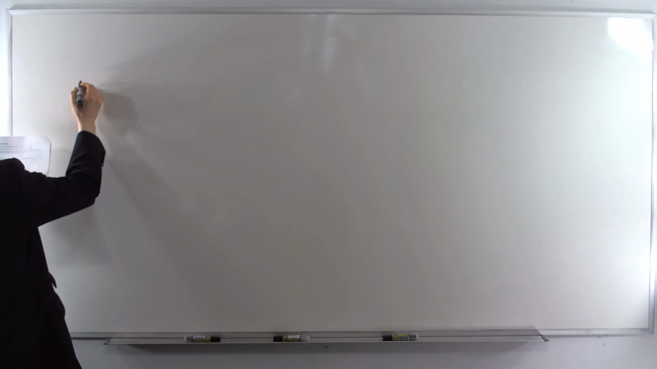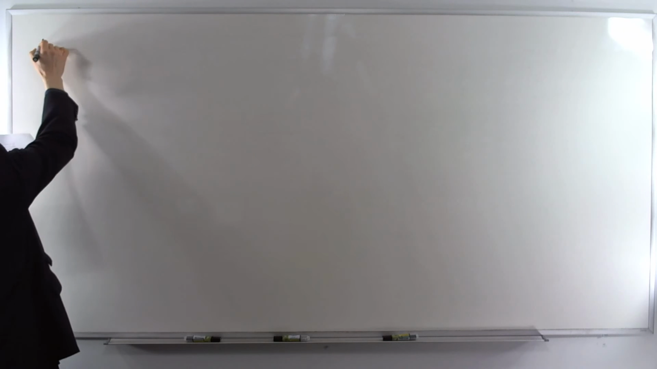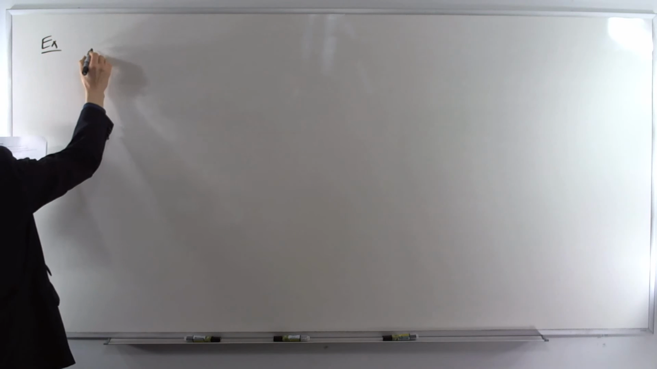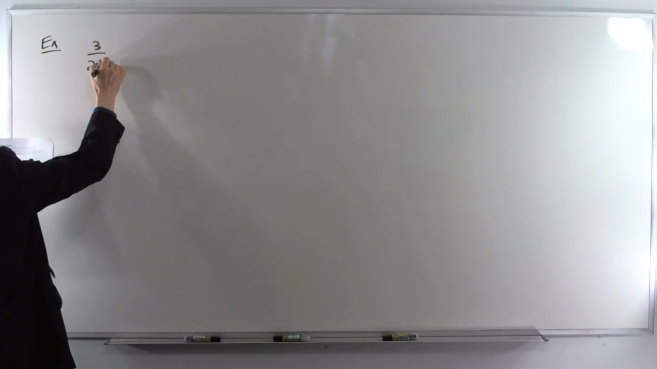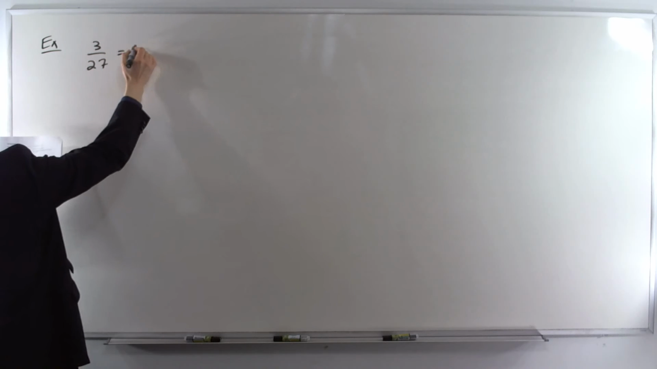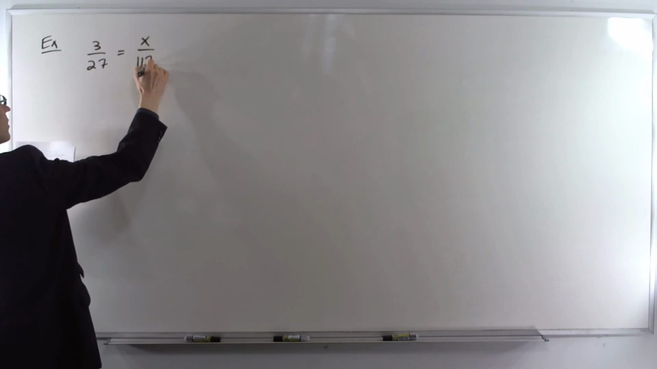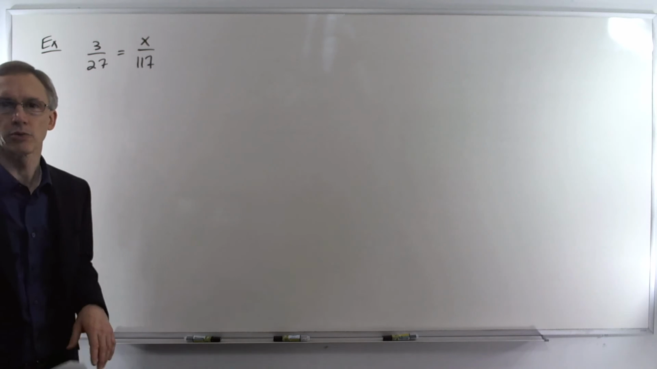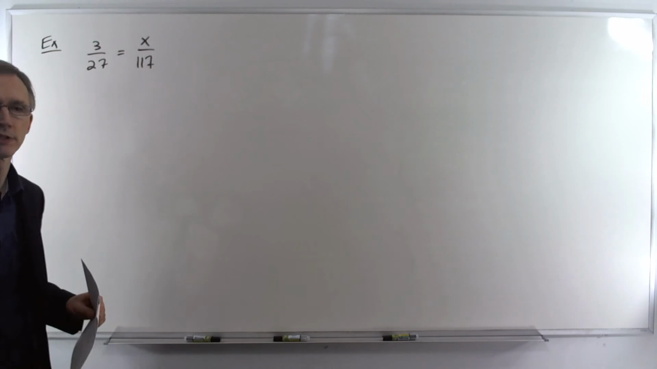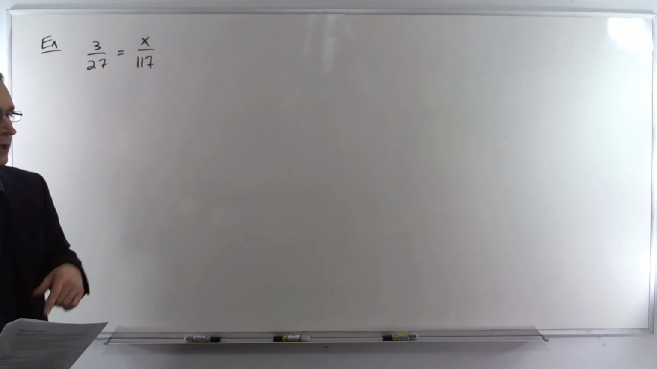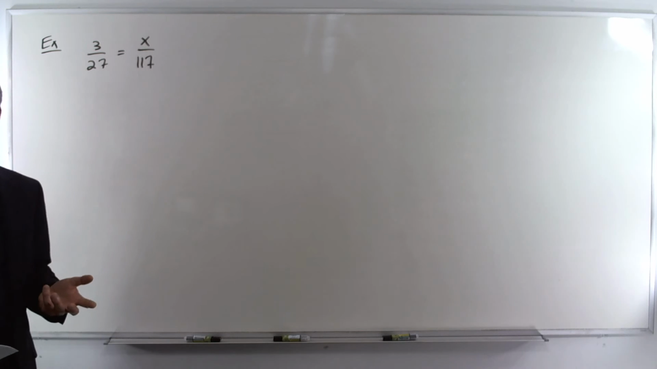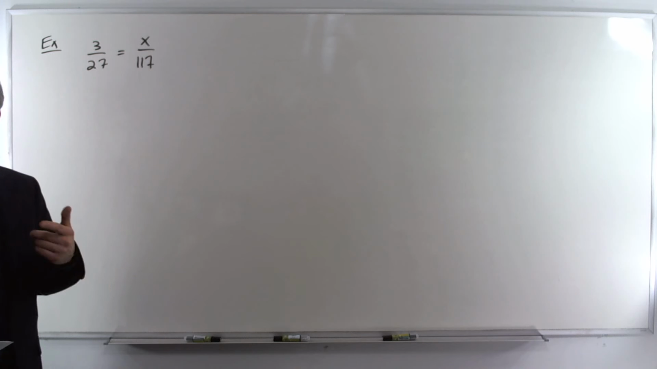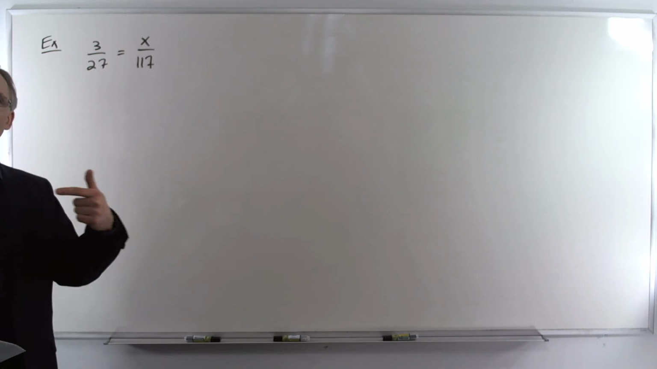All right, so our example, three over 27 equals x over 117. So we're going to combine two skills to solve these. First is cross multiplying, just like we saw before, and then we're going to solve the equation that results using the same techniques that we used last lesson.